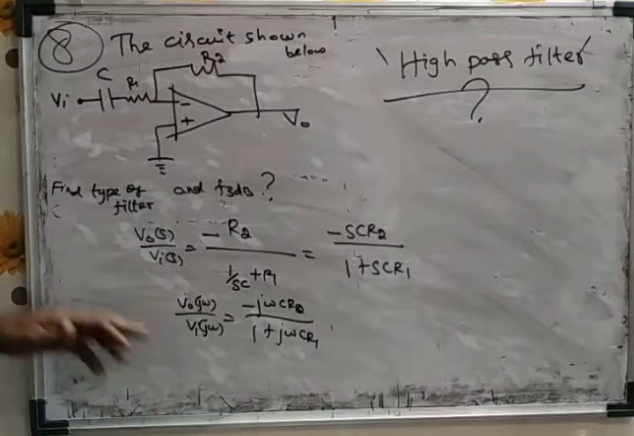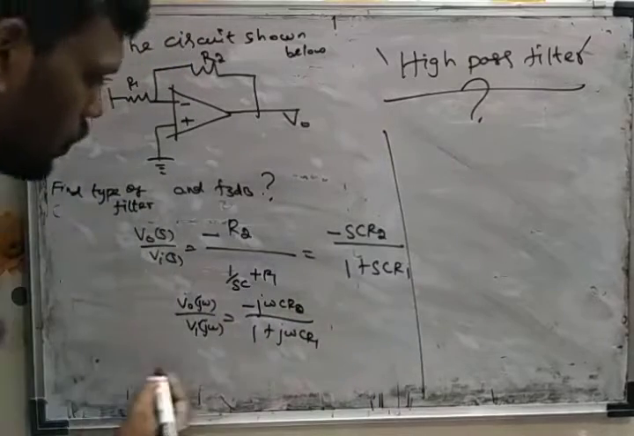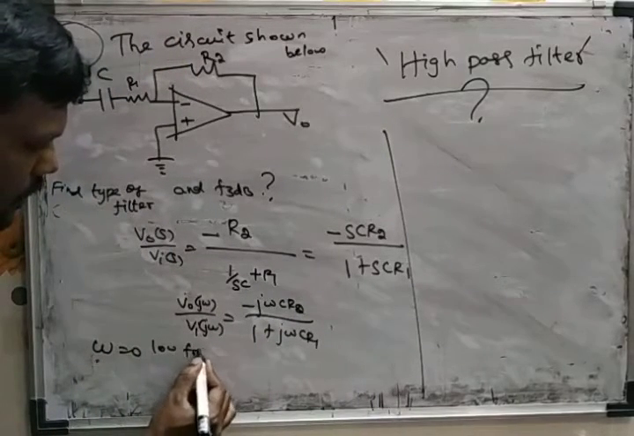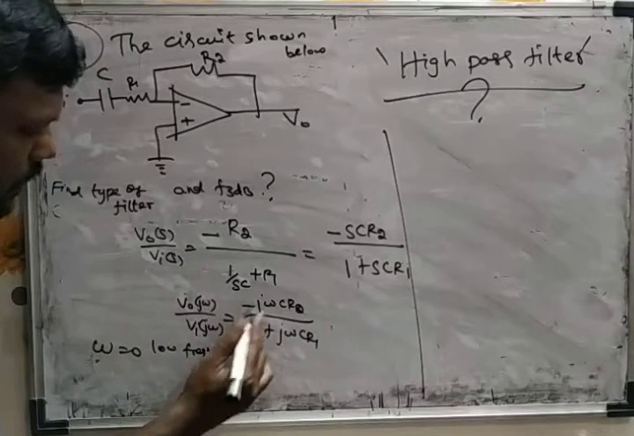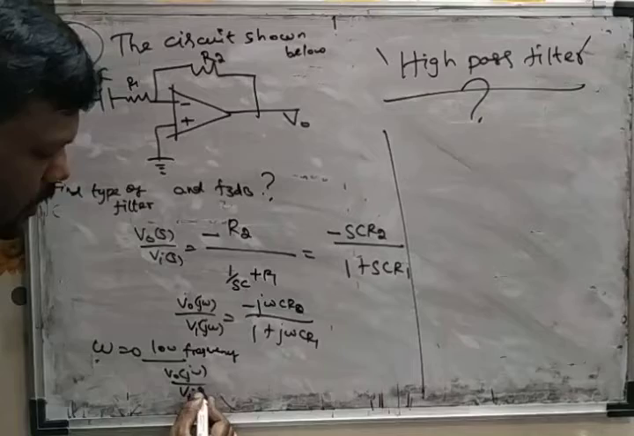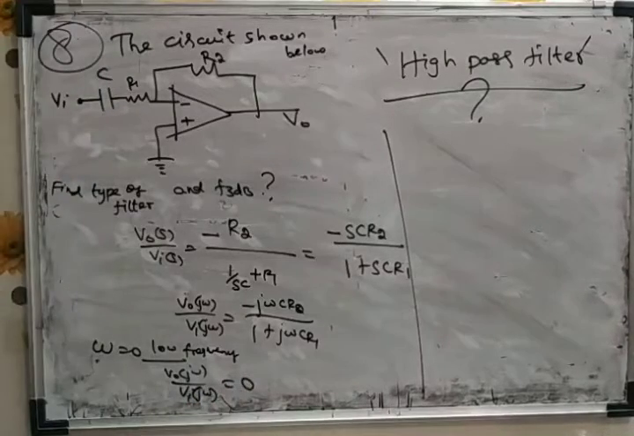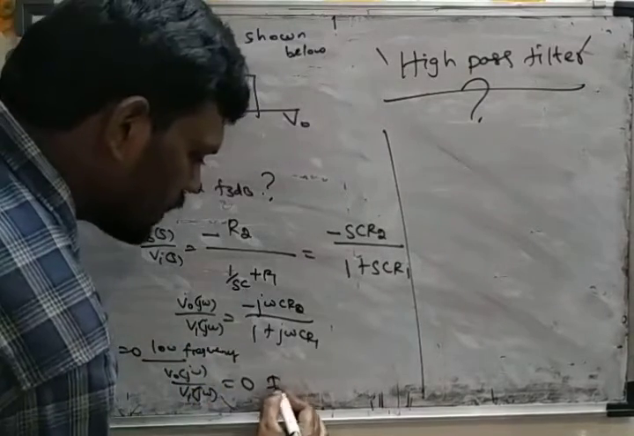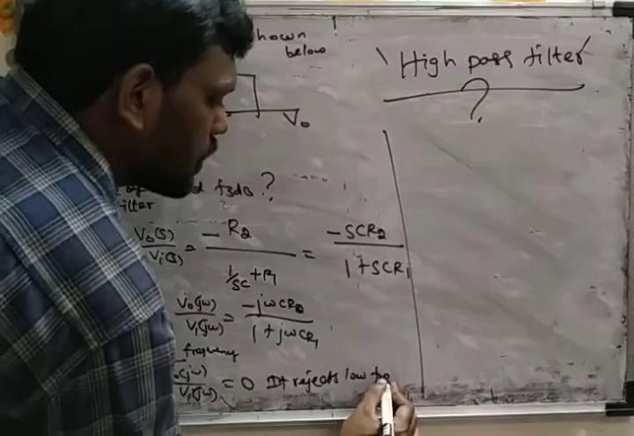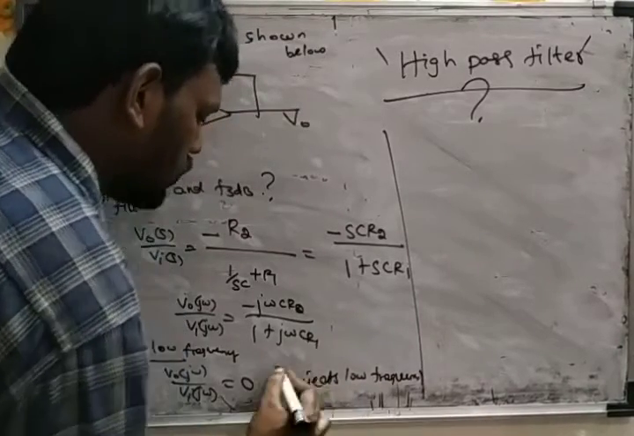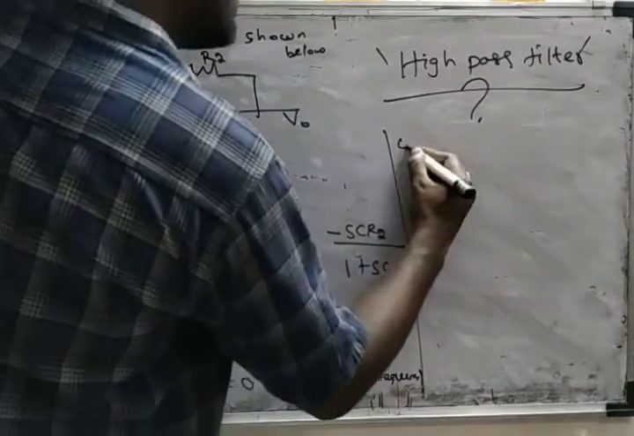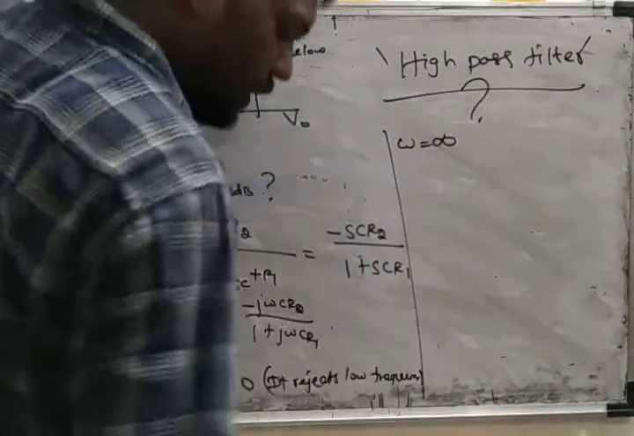If you substitute omega equal to 0, low frequency, V0 of j omega by Va of j omega will be 0. So it rejects low frequency.